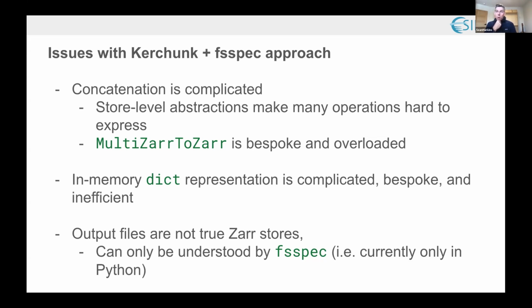The in-memory dictionary representation is not necessarily the best or most memory efficient format that we can use to represent these files. And the output files that we produce when we create a Kerchunk reference file are not real Zarr stores. They can only currently be understood using fsspec, which is only accessible when you're using a Python-based language.